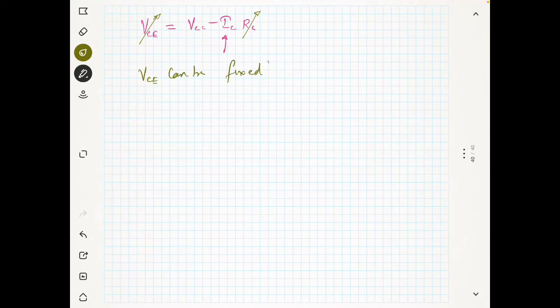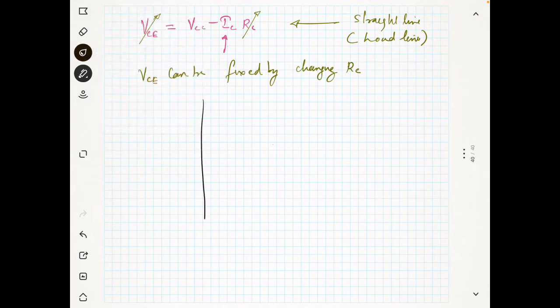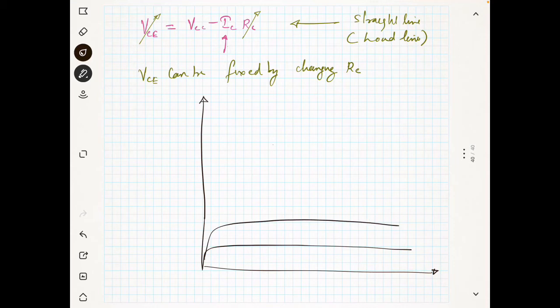So VCE can be fixed by changing RC. So you have seen that this is an equation of a straight line. Okay, and also we have seen this is the load line. In the last lecture, I have already explained this to you. Now we will see what the transistor characteristics are and how the transistor will work as an amplifier. So the transistor characteristics will be like this.